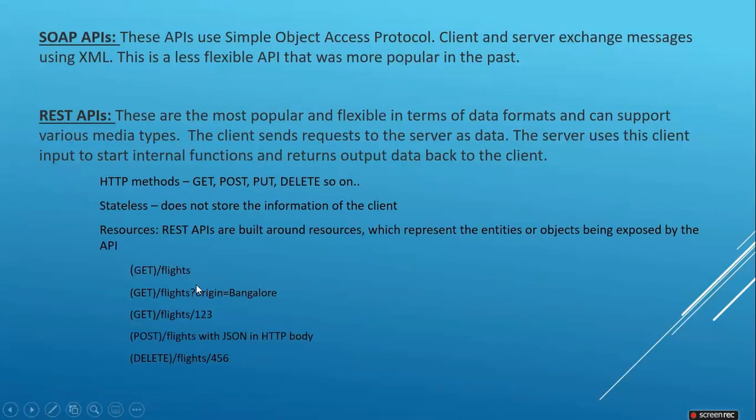Question mark and origin equal to bank will filter the operation, and it's a query parameter. And GET flight/123 is a URI parameter. So flight/123 will give the specific flight number or specific ID of the flight information. We also use the POST method, which indicates the post operation, and similarly the DELETE HTTP method indicates the delete operation.